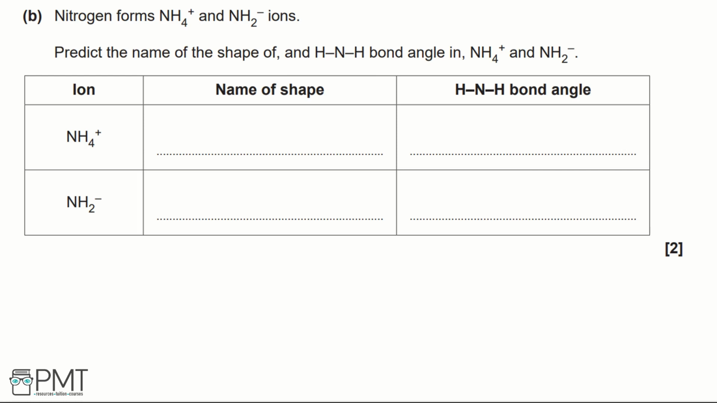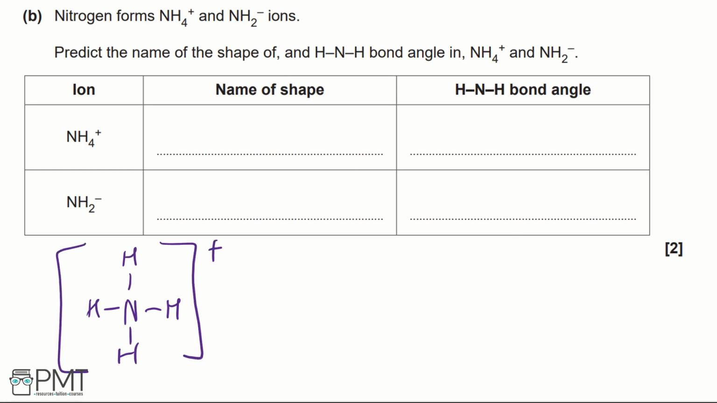So for NH4 plus, it would be nitrogen with 4 NH bonds, and then don't forget the brackets and the plus charge. In this ion, there are 4 bonded pairs and no lone pairs. So the name of this shape is a tetrahedral shape. Something that has a tetrahedral shape would have a bond angle of 109.5 degrees.